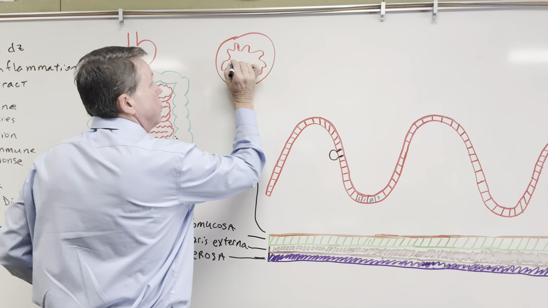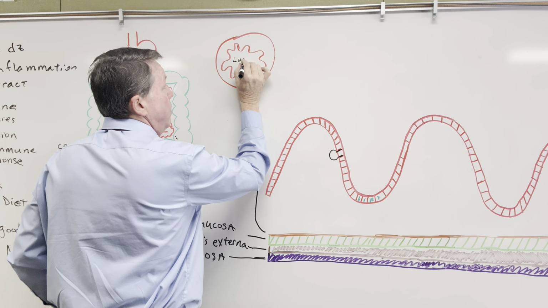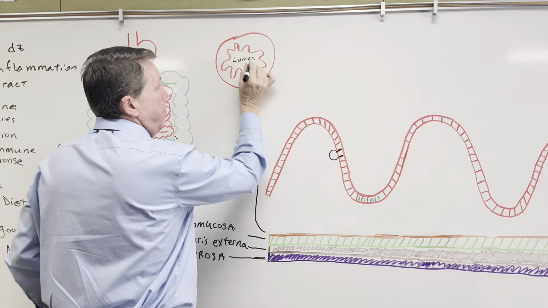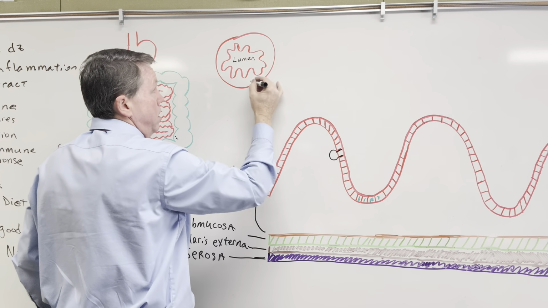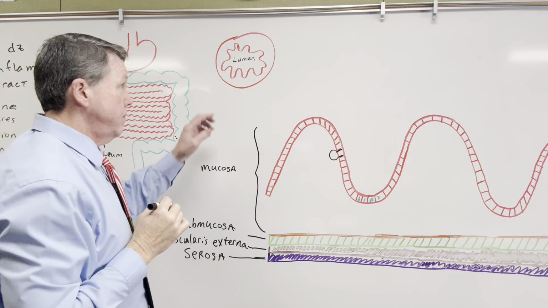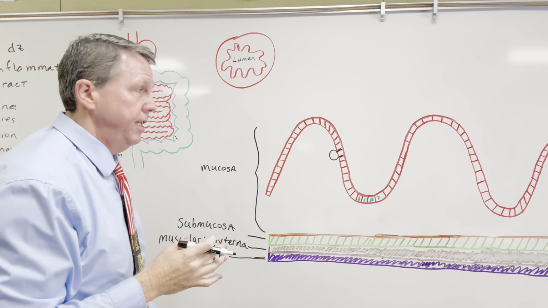This part here is called the lumen. So if this was a hose, this would be the part the water is in. And then all this around here would be tissue that's around there, okay? And that's the opening. Lumen is just basically the opening.